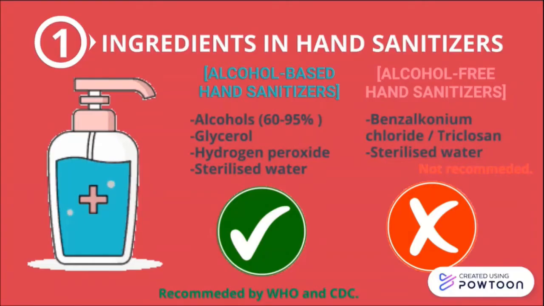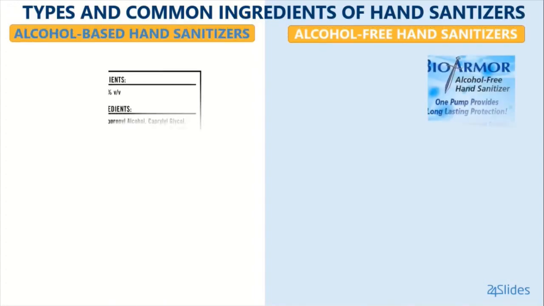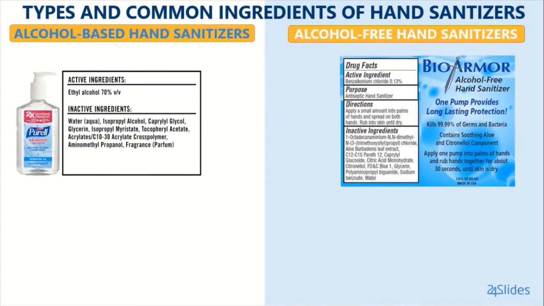So now, here are the two types of hand sanitizers and their ingredients listed as below. The WHO, World Health Organization, and the CDC, Centers for Disease Control and Prevention, both recommend alcohol-based hand sanitizer, and they do not recommend alcohol-free hand sanitizer. Let us see the reason behind it. Now, we have a list of ingredients for both formulations for the purpose of comparison. So we will learn together the function of each ingredient to know which formulation better suits you.